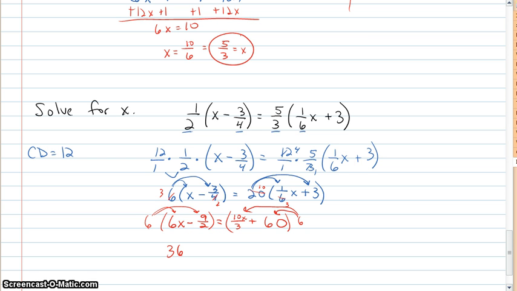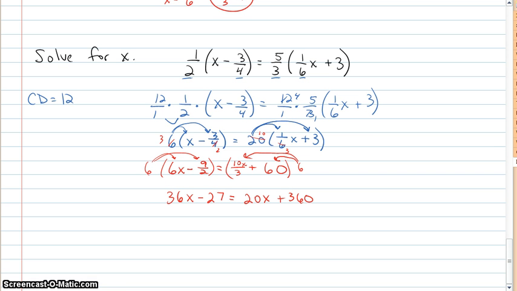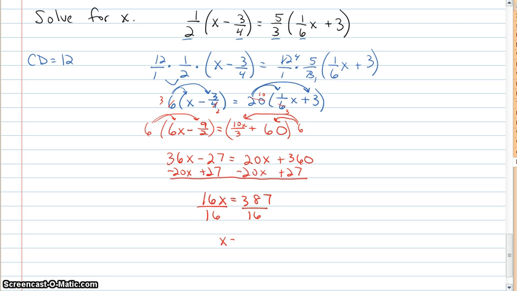So now I'll have 36x minus 27 equals 20x plus 360. Subtract the 20x, add 27. Now I have 16x equals 387, divide by 16, divide by 16. X equals 387 over 16.